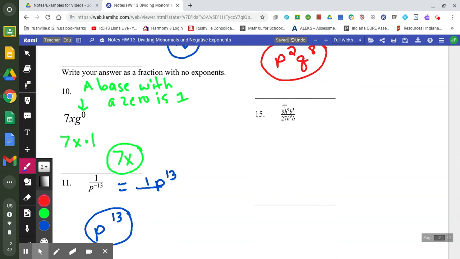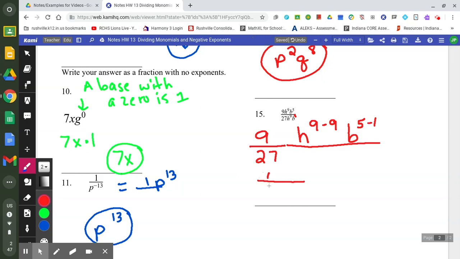And 15, the last one, I have 9 and 27 that are not attached to an exponent, so that's just 9 over 27. And then I have h top exponent minus bottom exponent, and then b top exponent minus bottom exponent, and there's an invisible 1 right there. So 9 over 27 reduces to 1 over 3. My h to the 9 minus 9 is h to the 0. And then b to the 5 minus 1 is 4. But that h to the 0 becomes a 1. So I'm going to write my final answer as b to the 4th over 3.